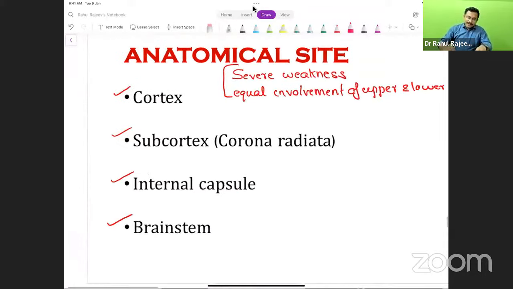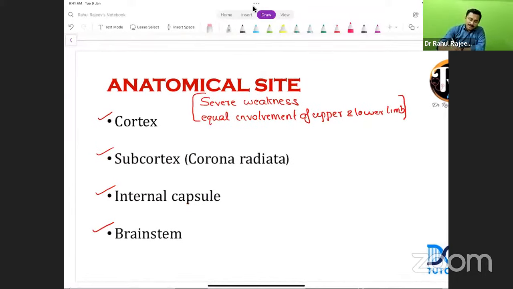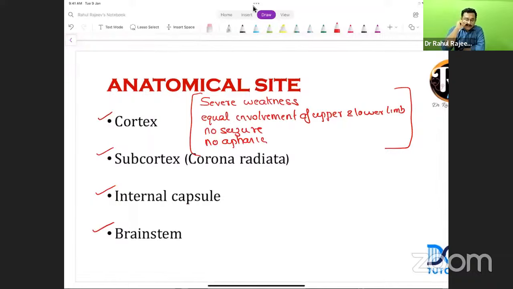So anatomical side. Severe weakness, equal involvement. Severe weakness is against, equal involvement is against. Okay. There is no seizure. No aphasia. So shall I cut cortex? Severe weakness, equal involvement of upper and lower limb, no seizure, no aphasia. Can I cut cortex as a possible anatomical site here? Yes. Okay. So that is done.